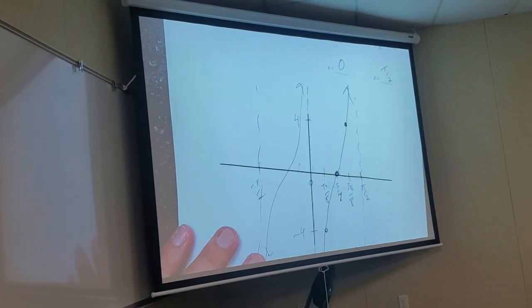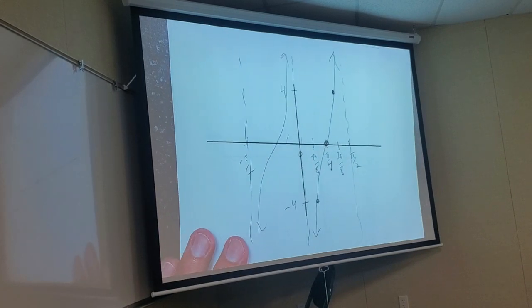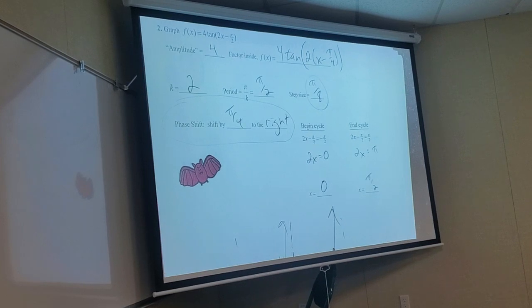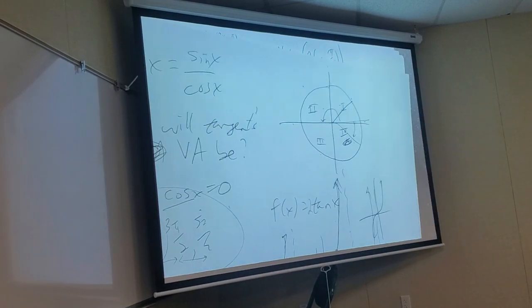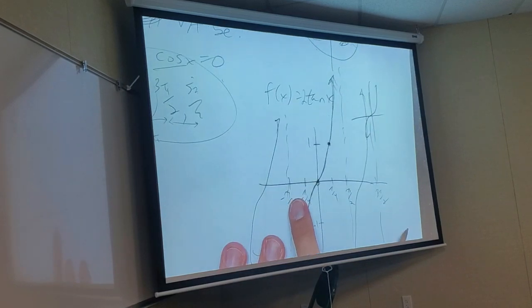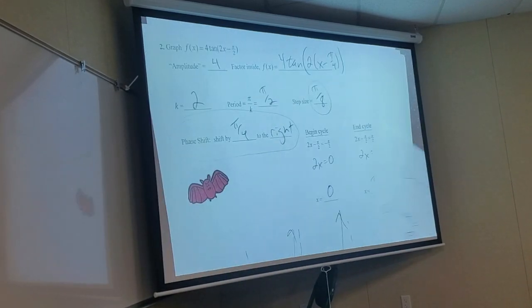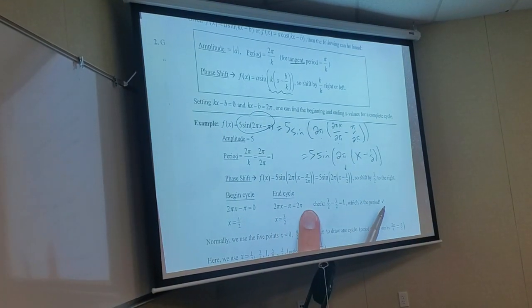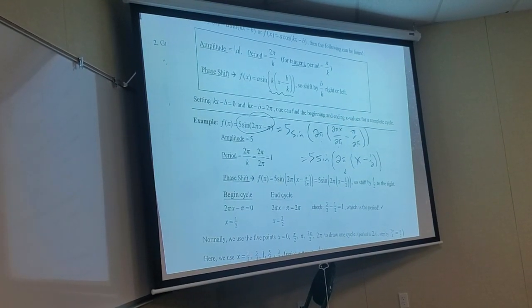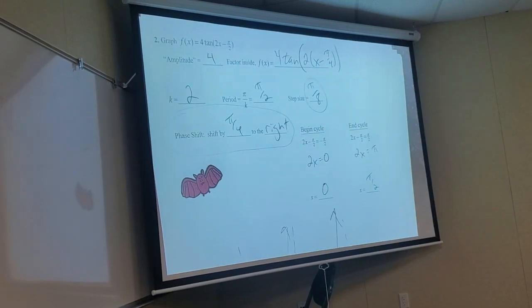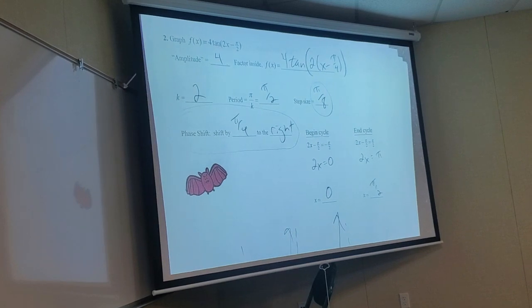Yes? For the beginning cycle and the end cycle, when we put a negative pi over 2 and pi over 2, why do we put those values? Because tangent, our base cycle, starts at negative pi over 2, ends at pi over 2. Why did we put 0 and 2 pi for sine? Because our base cycle starts at 0, goes to 2 pi.